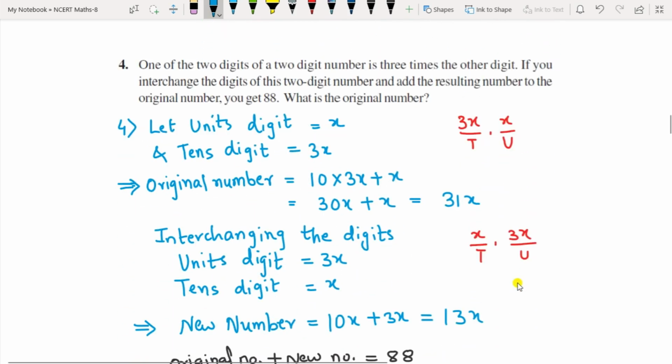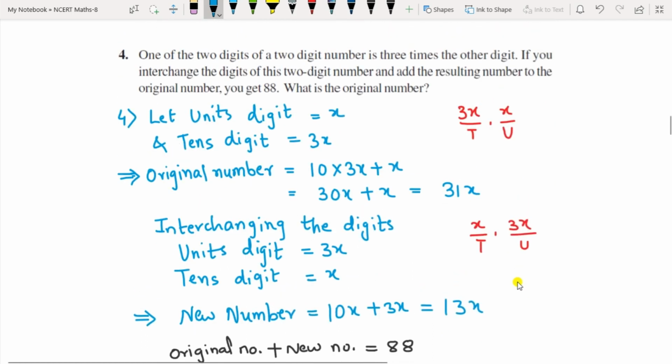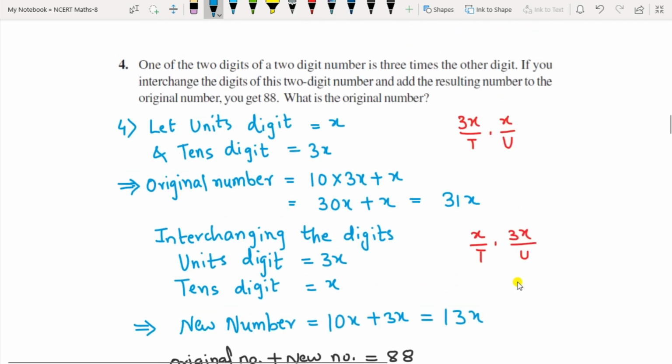Okay. Fourth question now. One of the 2 digits of a 2-digit number is 3 times the other digit. So same thing, we do not know here what the digits are. So let us assume that the unit digit is x and the tens digit is 3x, because one of the digits of a 2-digit number is 3 times the other. So we can guess the tens digit as 3x and the unit as x.